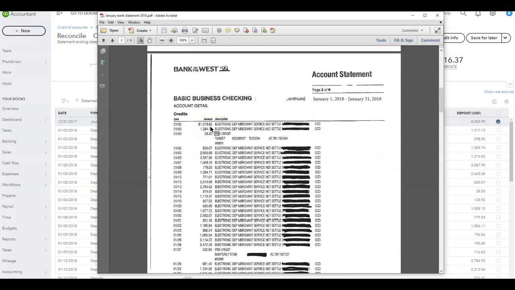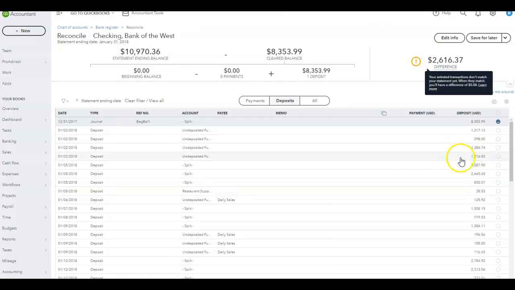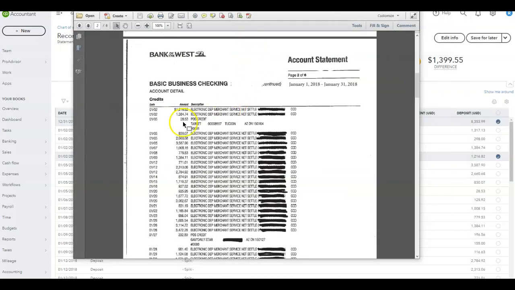121612 was an electronic deposit. So we go over to the bank statement and we find 121682 and we check it off. And we continue. It helps to print this bank statement and check it off as you check it off in QuickBooks, because then you can see what you didn't check off, what's missing in QuickBooks that you'll need to add.